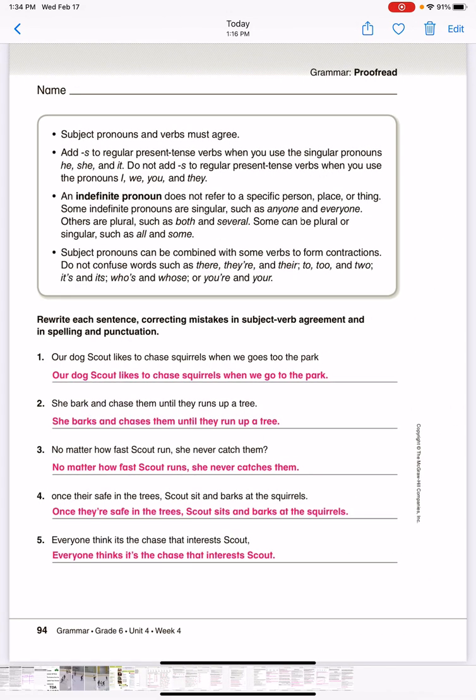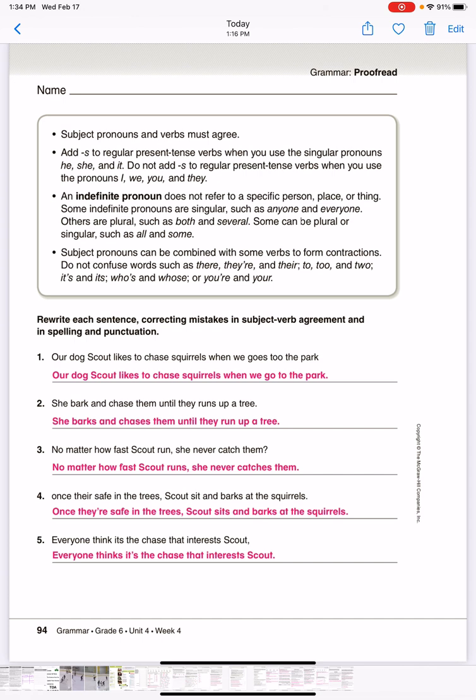Page 94. Subject pronouns and verbs must agree. You add an S to a regular present tense verb when you use the singular pronoun he, she, and it. Don't add an S when you use pronouns such as I, we, you, and they. The indefinite pronouns do not refer to a specific person, place, or thing. And subject pronouns can be combined with some verbs to form contractions. Don't confuse words such as there, their, and they're, to, too.